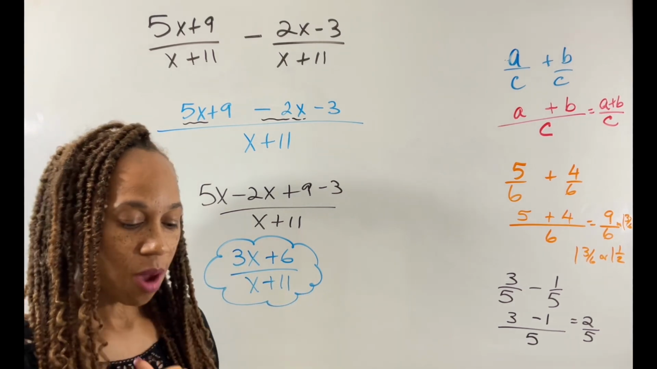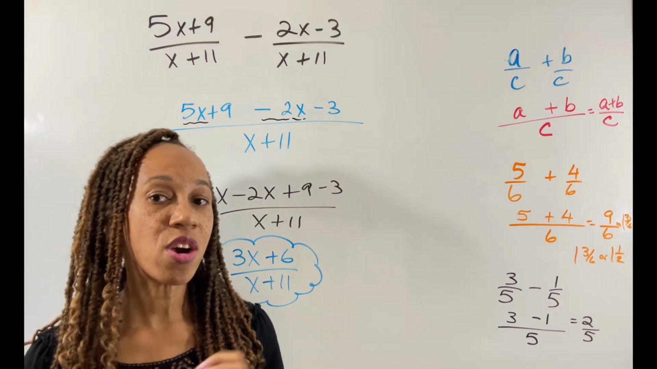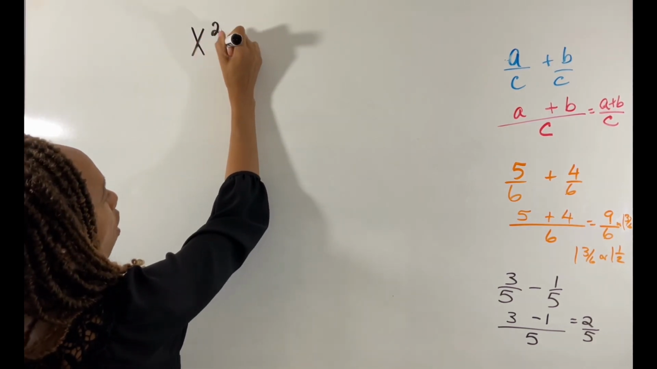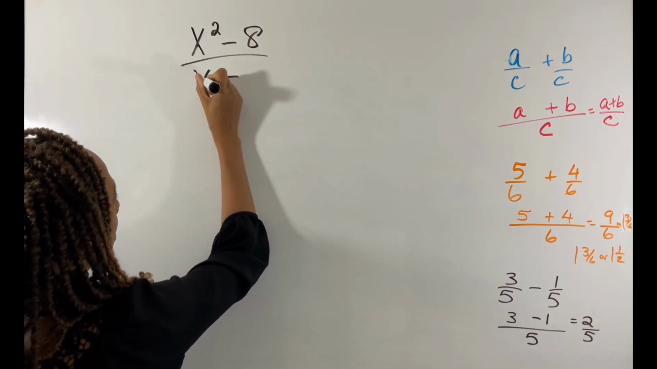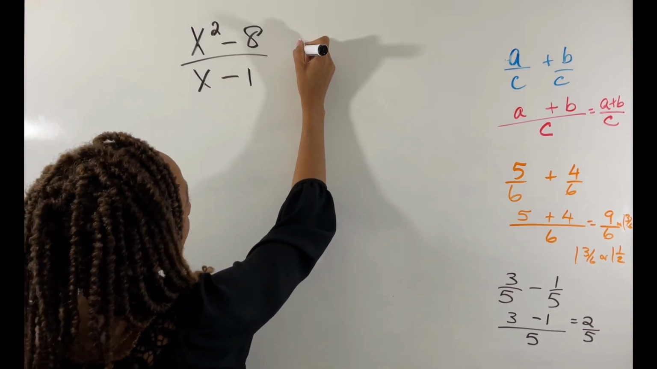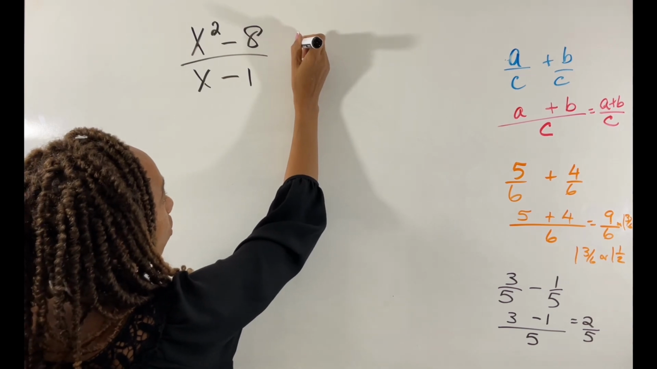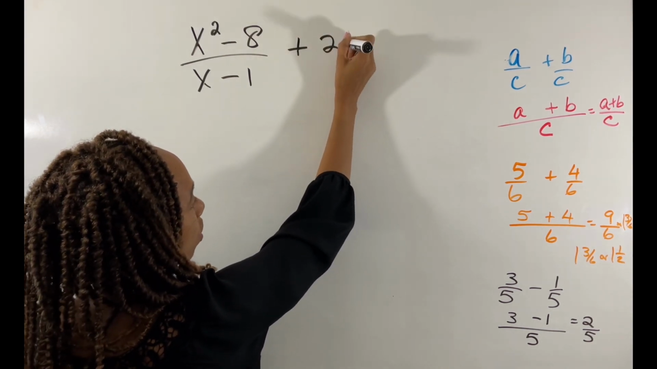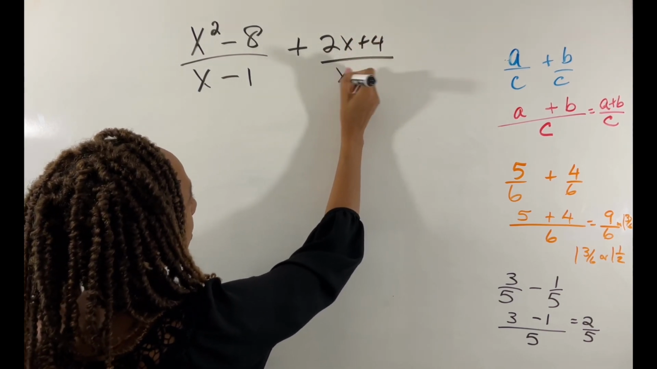Alright? Now, as you know, I like to level up, level up, level up. So we are going to take this to another level. This time we have x to the second power minus 8 over x minus 1. And we are going to add this one, because before we did the subtraction, we are going to add now. And we have 2x plus 4 over x minus 1.